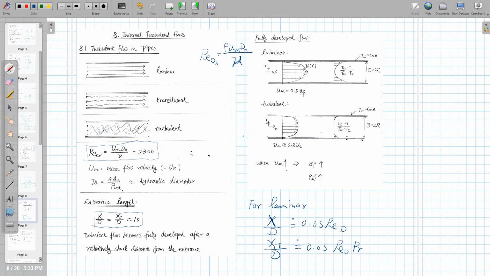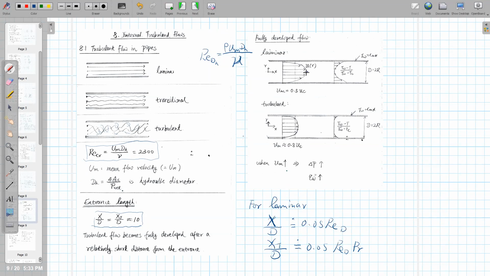So the center line velocity will be twice the mean velocity for the laminar cases. But for the turbulent cases, it's not like that. In the turbulent case, starting from the wall, the velocity quickly approaches a large value rather than this straight, gradual rise. There is a large slope here.